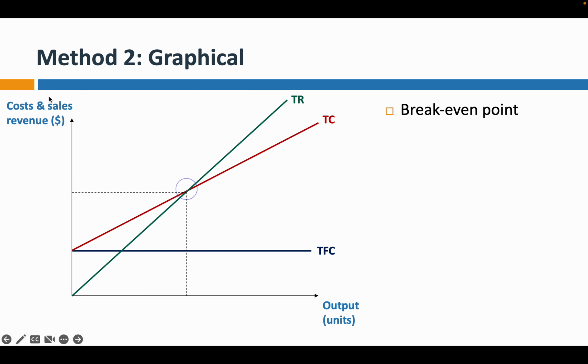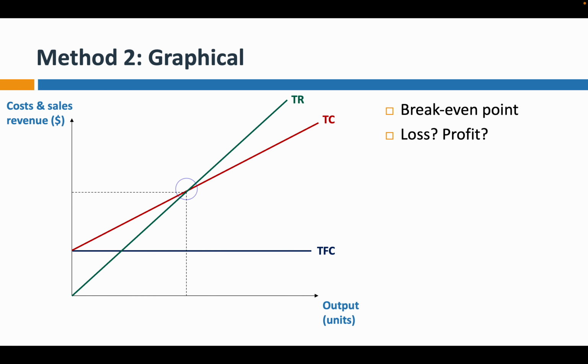Notice that before, when we were talking about costs and revenues separately, the y-axis was marked as costs, or separately it was marked as revenue. Right now we need to label the graph as costs and sales revenue. The unit is going to be the same, the currency, but you need to make sure that you get the labels right as well.